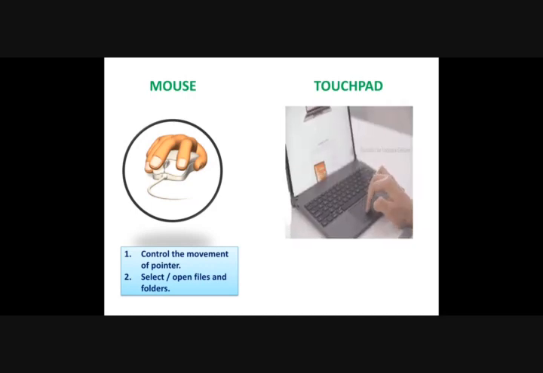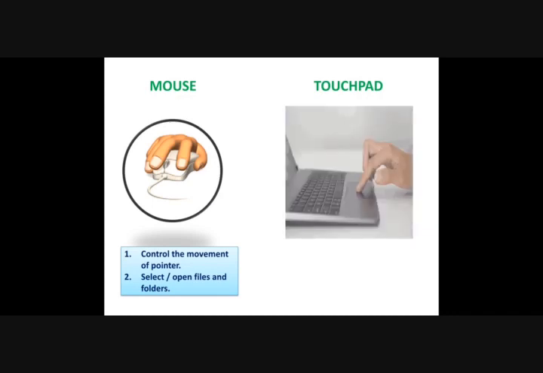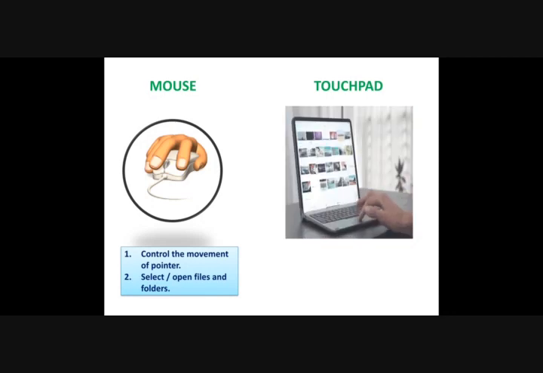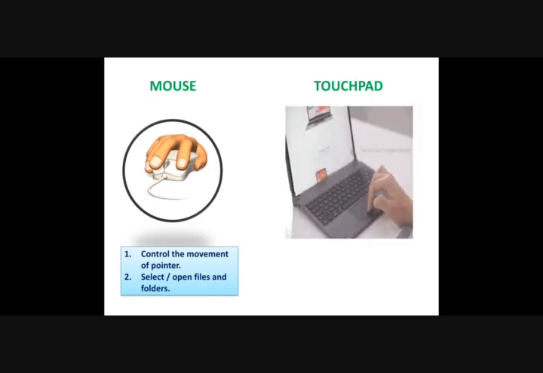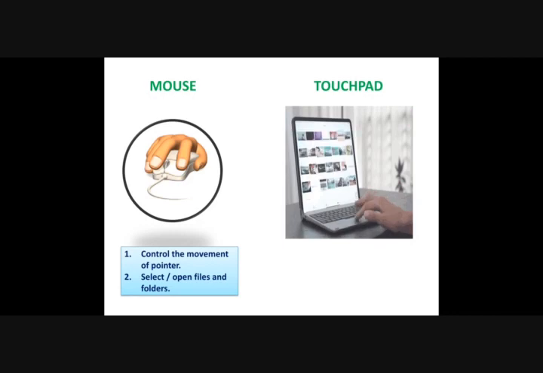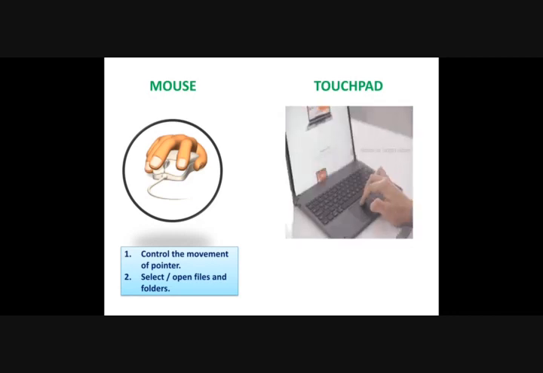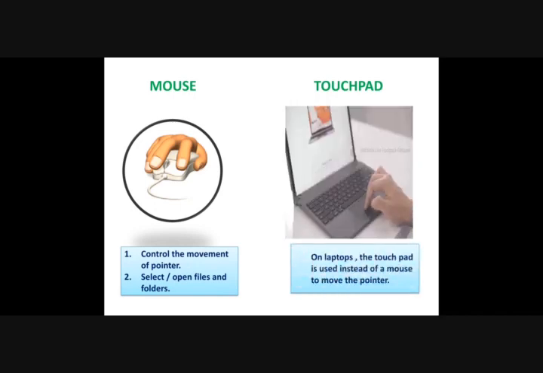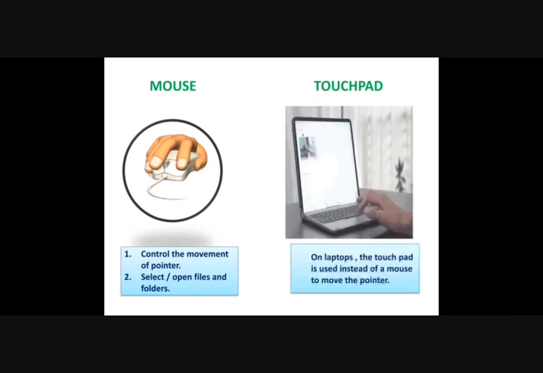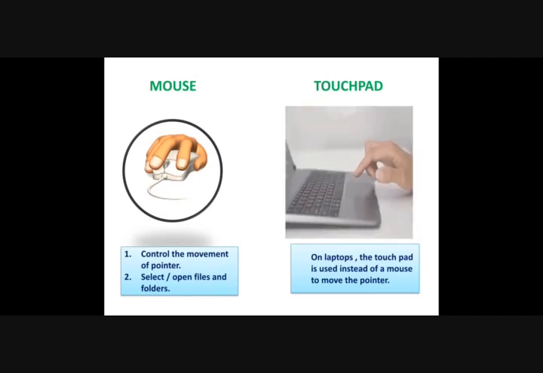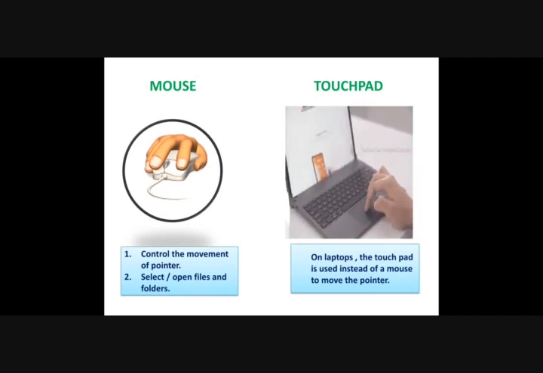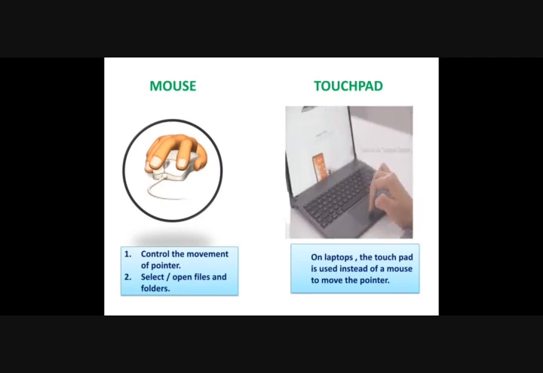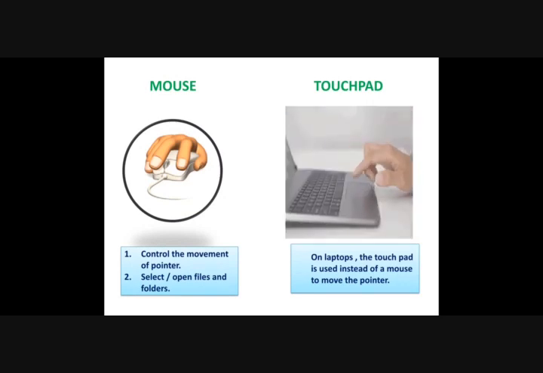What is there? There is a rectangular box called a touchpad, which has a sensor that can sense a human touch, and the movement of your finger keeps moving the cursor on the screen. So on laptops, instead of a mouse, there is a touchpad which moves the pointer, right? But yes, we do have an option to attach an additional mouse with the laptop as well, if you are not comfortable with this touchpad.